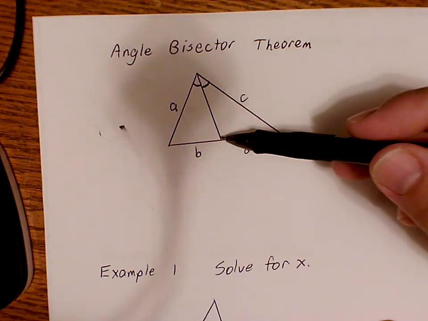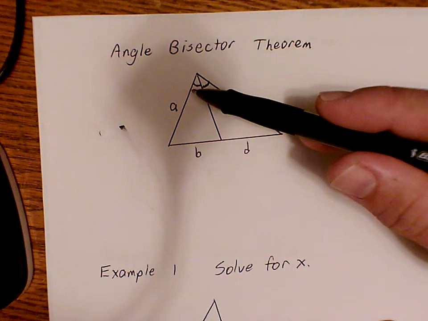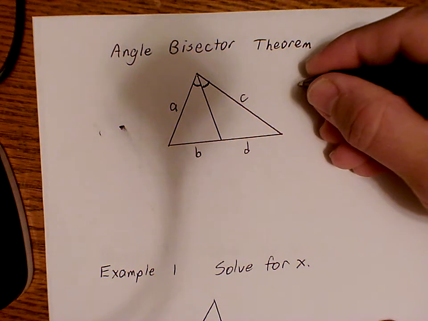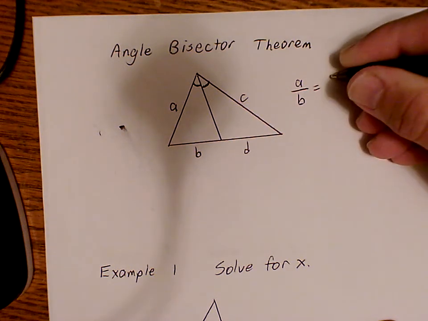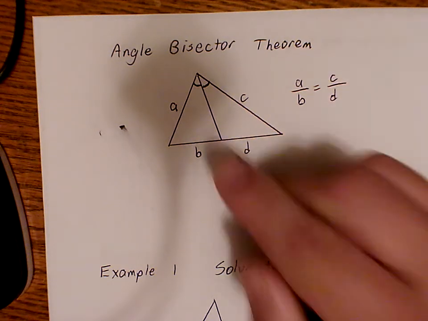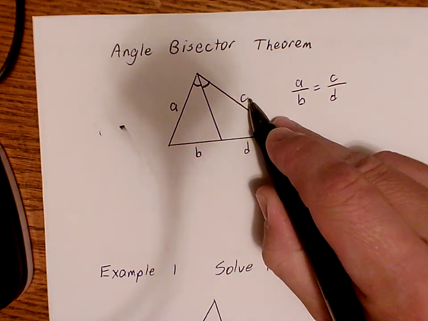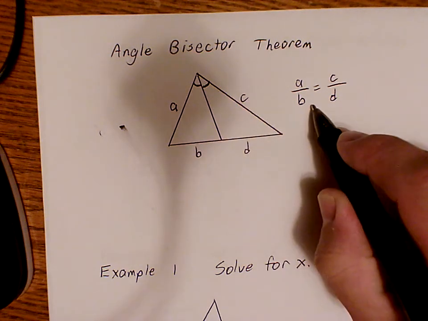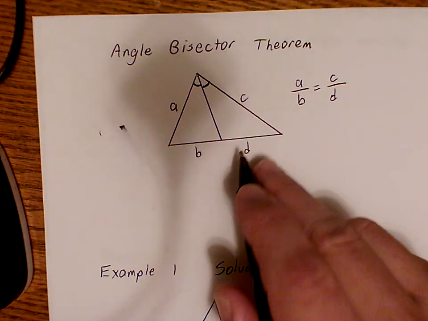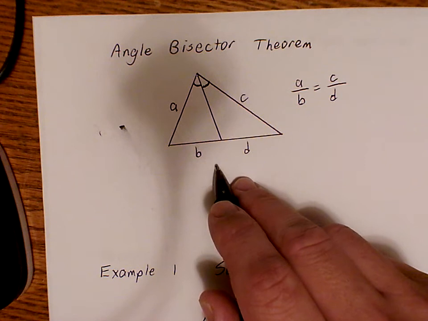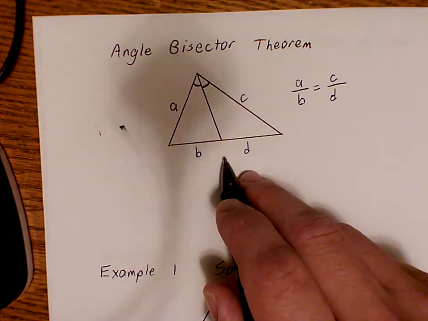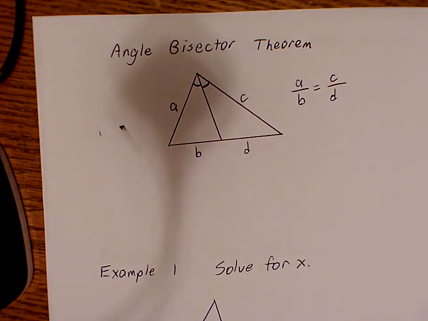You do have an angle bisector for the triangle. The relationship is that A will correspond to B, and that will equal C corresponding to D. So A over B equals C over D, and that's the proportion you're going to need to know. I would definitely take a moment to take note of this so it's with you as you do your problems, and that's what we're going to be using. That is angle bisector theorem.